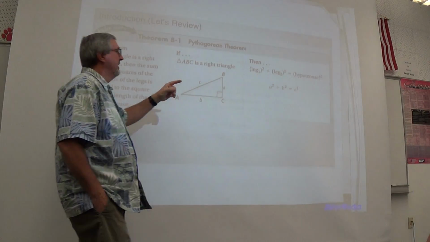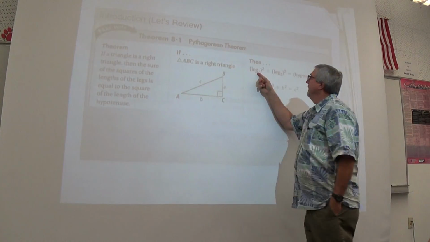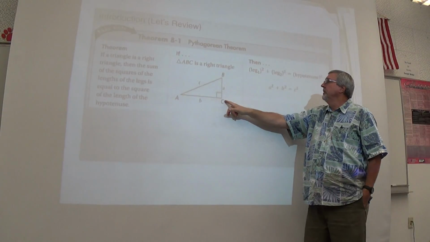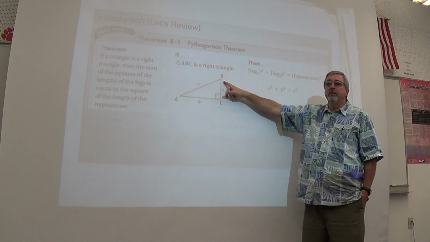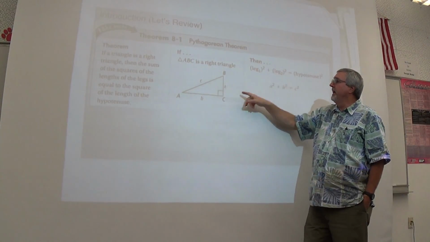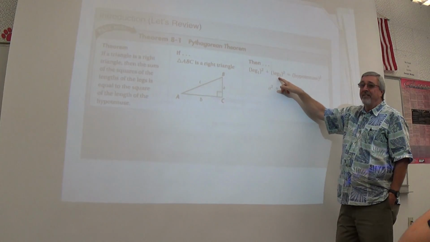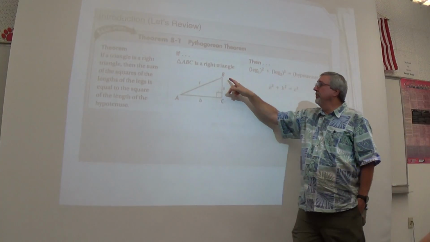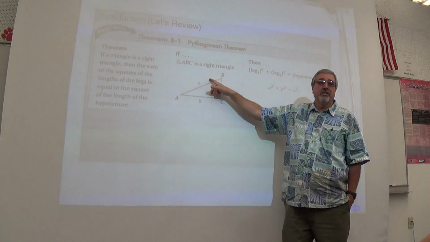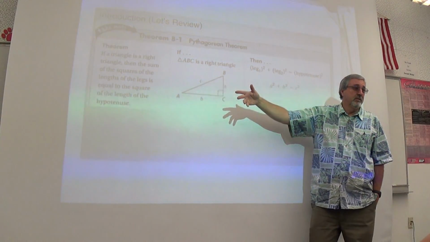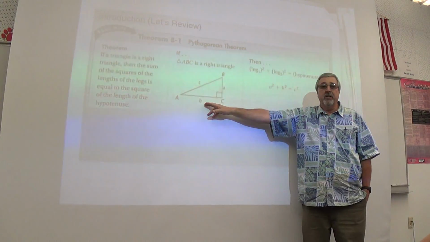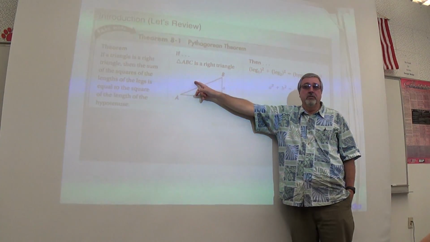So this says that if we take one of the legs and square it, and we take the other leg and we square it, and we add those two together, that's going to be equal to the hypotenuse squared. We worked with this a little bit last year in algebra, right? One leg squared plus the other leg squared equals the hypotenuse squared.